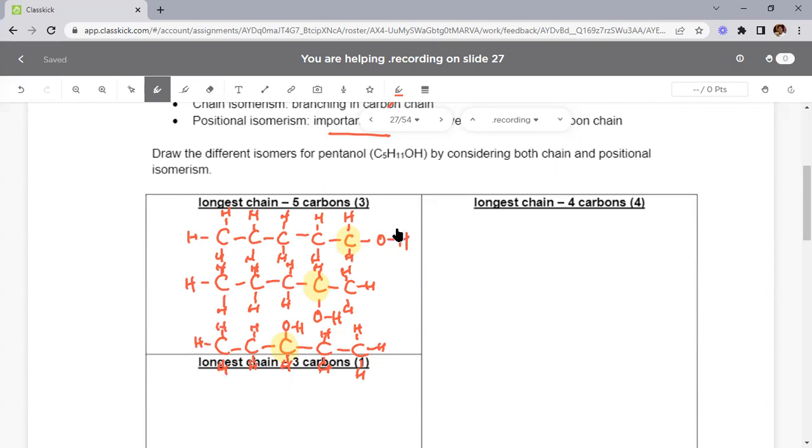Okay, and I'm going to give you the name of all of these. So for the first one, this OH is attached to the carbon here. We can take it as the first carbon. So this is actually pentan-1-ol, because the OH is attached to the first carbon. In this case here, this OH is attached to the second carbon. So this will be called pentan-2-ol. And of course, this one, needless to say, you will know now that this is called pentan-3-ol. Okay, because the OH group is attached to three different positions.